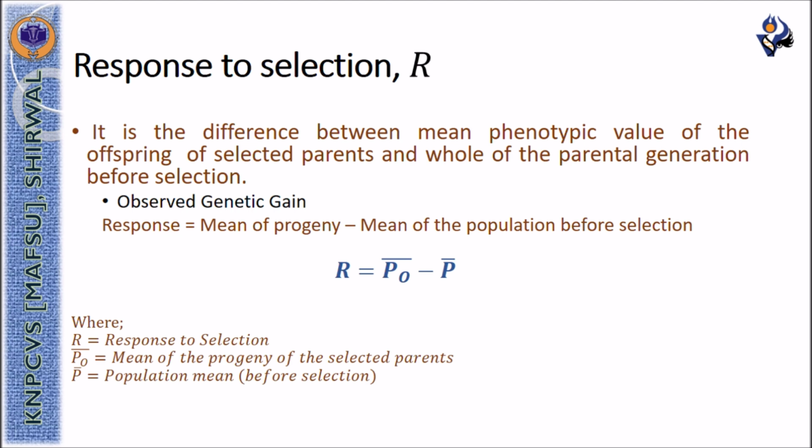Response to selection, denoted with letter capital R, is the difference between the mean phenotypic value of the offspring of selected parents and the whole of the parental generation before selection. It is also known as observed genetic gain, and it is calculated with the formula response is equal to mean of the progeny of the selected parents minus mean of the population before selection.